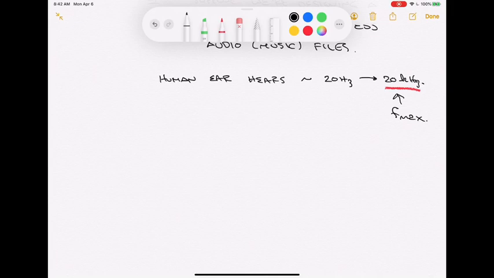How fast should we be doing it? Our FS needs to be greater than or equal to 2 times F max. So how many samples per second we need to have is at least 2 times F max, which in this case is going to be 2 times 20 kilohertz or 40 kilohertz. We're going to need to be able to do 40,000 samples per second in order to not alias high fidelity music for an audio system.